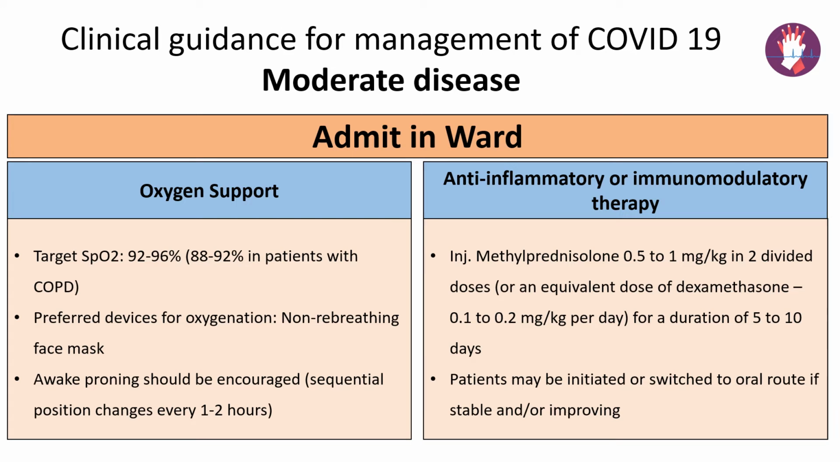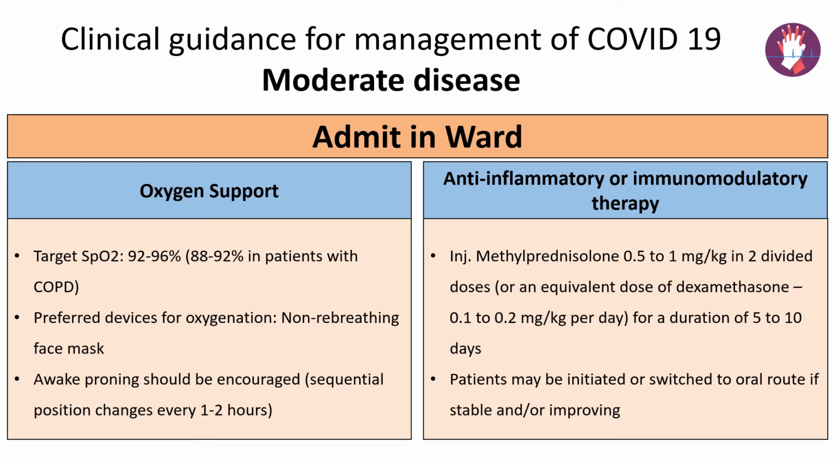The preferred device of oxygenation in these patients is a non-rebreathing face mask. So these are the ones with a non-breather bag, which will give them a reservoir of about 500 ml of oxygen as they take in a breath. Awake proning should be encouraged in this situation. There is significant evidence to support proning when the patients are awake, changing the position every 1 to 2 hours.